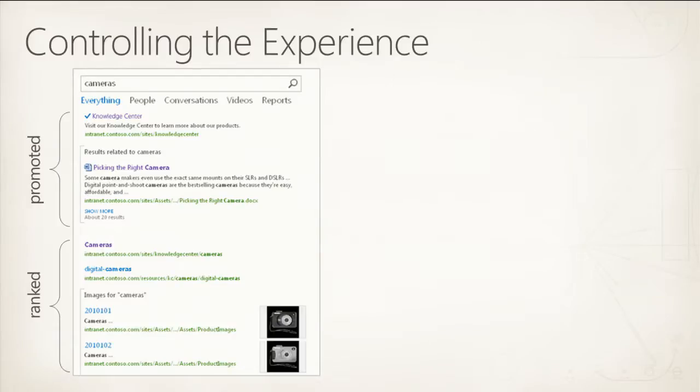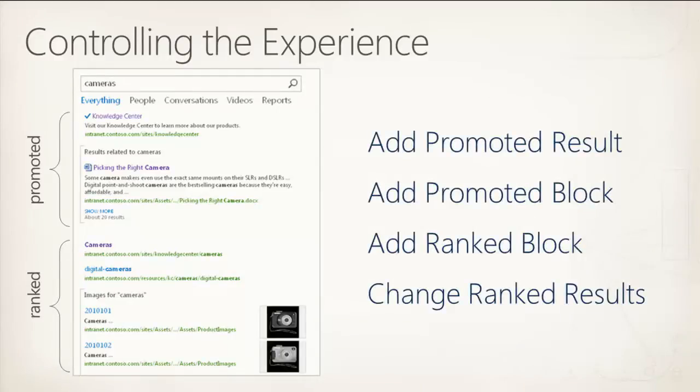Okay, so the system adapts with these ranked result blocks, which means that you can take a few chances. You can say, I could interpret this query in a bunch of different ways. Let's have a result block for each. And the system will learn over time which of these result blocks work for which queries. Okay, so we've got a total of 4 different things now in the experience. And not surprisingly, query rules have 4 actions that they can take correspondingly. Right? They can add a promoted result, they can add a promoted block, they can add a ranked block, and they can change the ranked results.